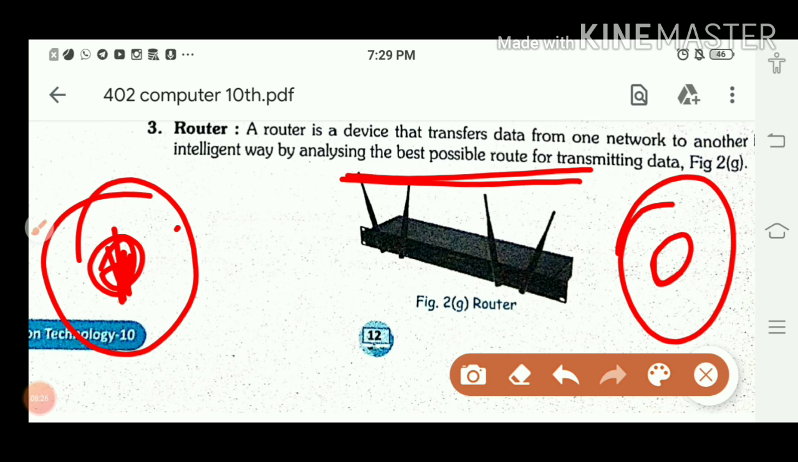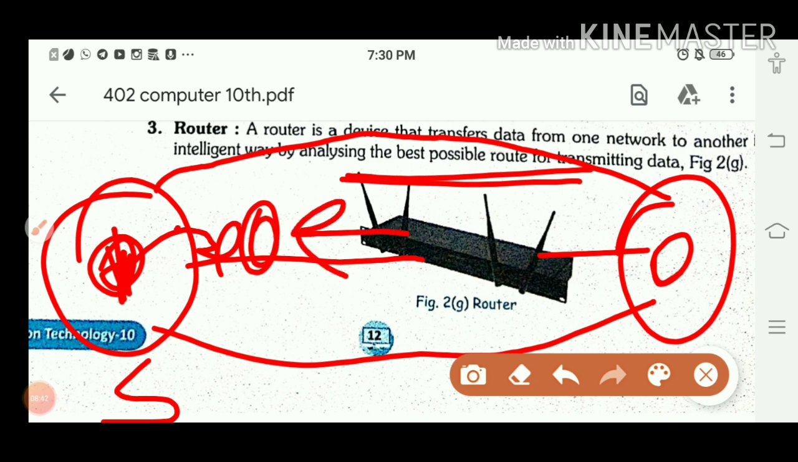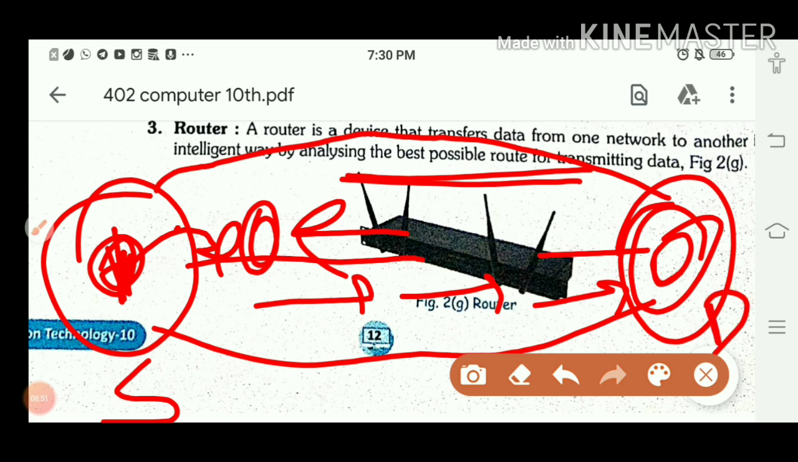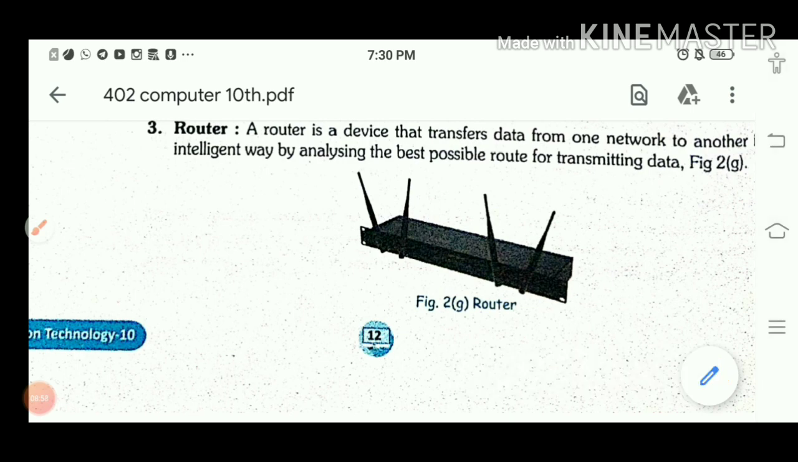The router will select the best path. Suppose from your home one path goes like this, one path like this, and one path like this. When data is moving outside from the sender side, the router will tell the data that this path is the most efficient one, move from this side, so the data will follow that path and reach its destination. So this one is the router. The first function of the router is to analyze and find the best path in the network.